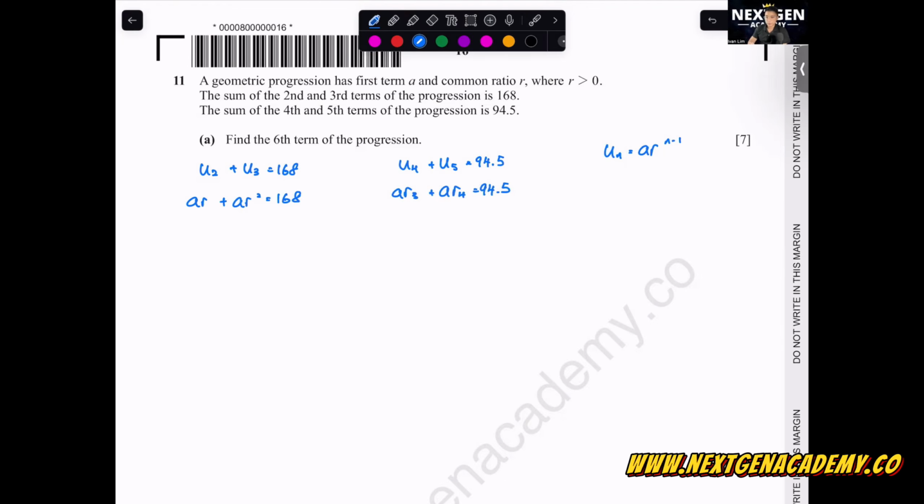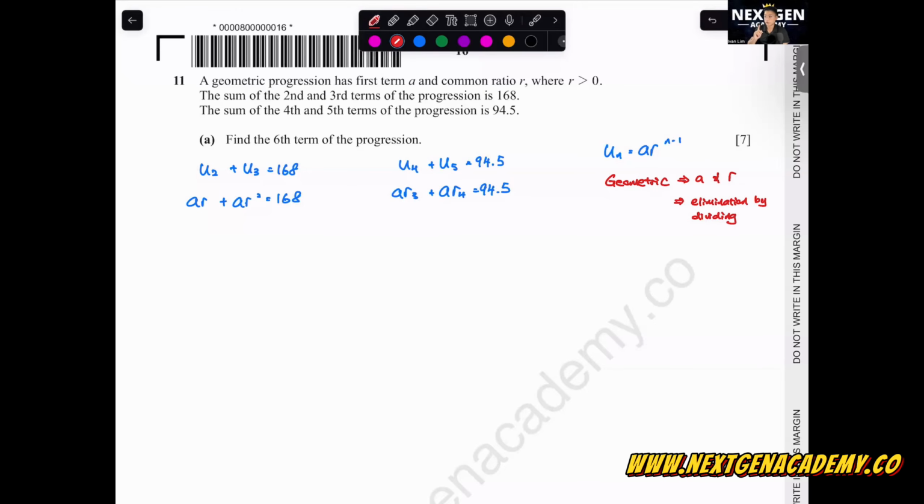Okay, I want you all to remember this. Whenever they ask us to find the A and R for a geometric progression, you will want to think about a simultaneous equation by using elimination by dividing. So write this down. For geometric, to find A and R, that means if they give you, let's say, two geometric progression equations, you are going to use elimination by dividing. That means you're going to divide the two equations by each other.